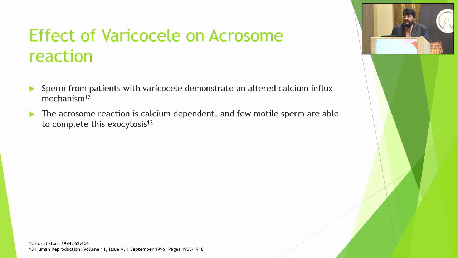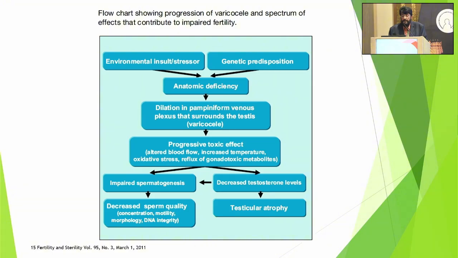So does it affect the acrosome function? We know that when a single sperm enters the egg, it gets sealed off. The acrosome reaction is also affected because it is calcium dependent, and patients with varicocele have an altered calcium influx mechanism. Few motile sperm are able to complete this process. So the acrosome reaction also gets altered with varicocele.